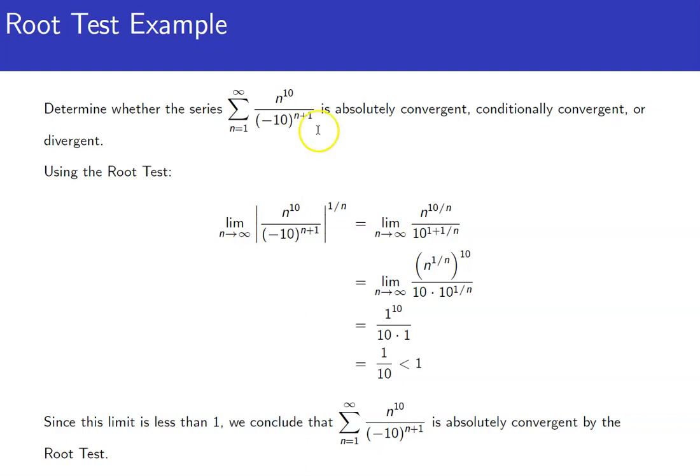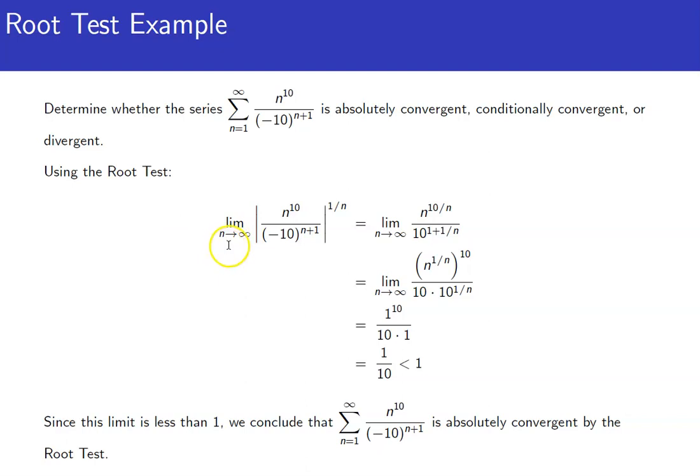All right, so let's use the root test. Remember, the root test gives us absolute convergence or divergence, just like the ratio test does, so we don't need to worry about conditional convergence here, even though the series is alternating, as long as we're able to apply the root test, I should say.